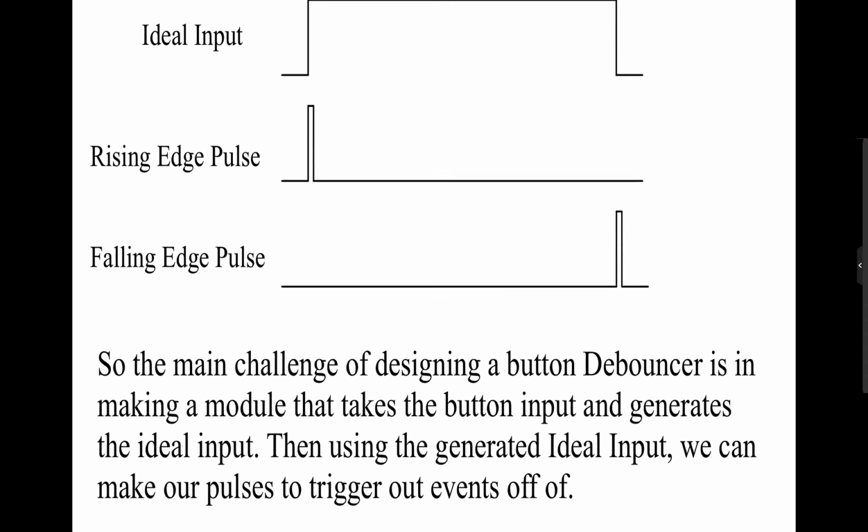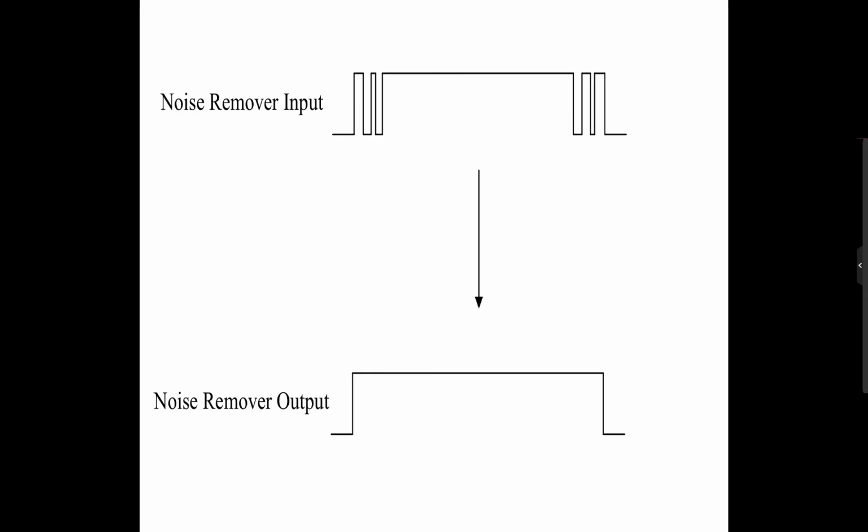So, the main challenge of designing a button debouncer is in making a module that takes the button and generates the ideal input. Then using the generated ideal input, we can make our pulses to trigger our events off. So the very first step is to make a noise remover module. The noise remover module will take in a noisy signal through its input port and will emit through its output port the cleaned up version of that signal.